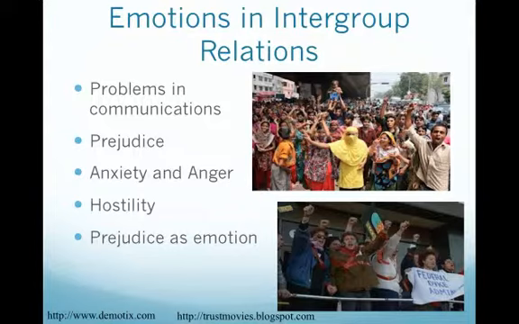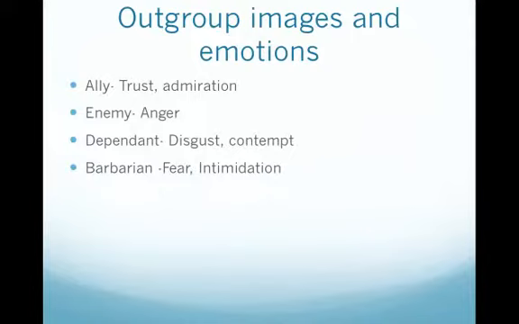For example, Van Dijk analyzed intergroup prejudice as emotion, showing its roots in emotional appraisal of the outgroups and their images among in-group members. These images lead to different emotions. For example, if an outgroup is perceived as an ally, we feel trust and admiration. If an outgroup is perceived as an enemy, we feel anger. We also often feel disgust and contempt toward groups that we consider dependent, and fear and intimidation toward groups that we consider barbarian.